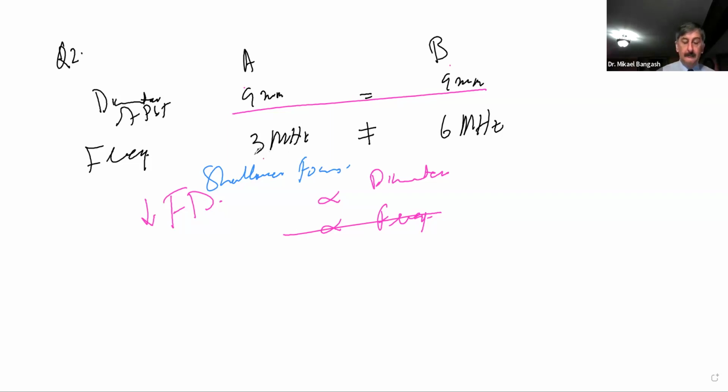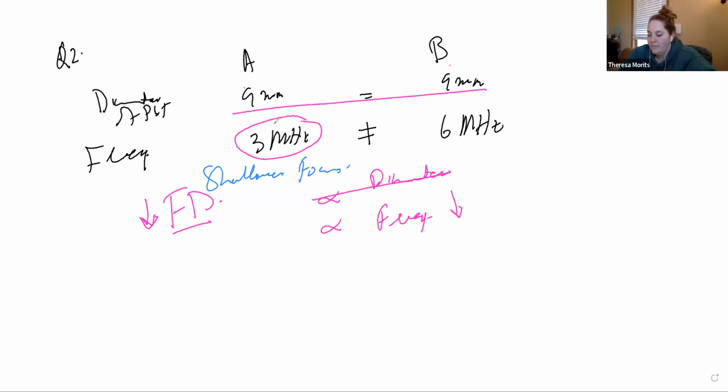But the frequency differs. Since we are looking at the least focal depth and we said it's directly proportional, we're just going to choose the one with the lower frequency. Did you guys get that?